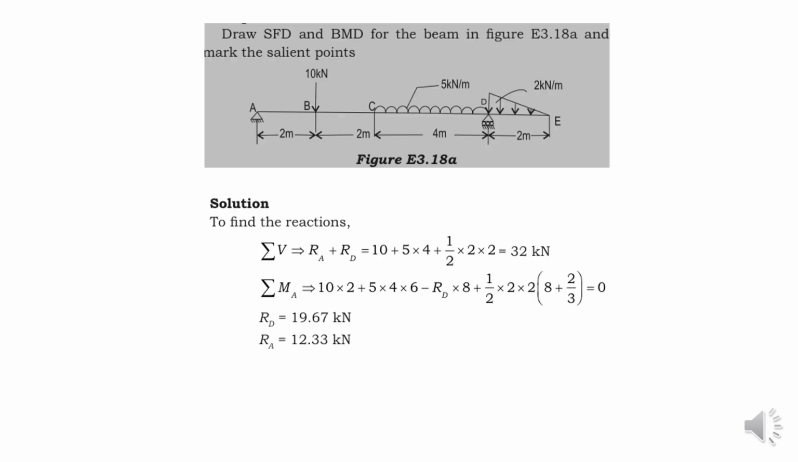Now the second problem. It is an overhanging beam. Draw SFD and BMD for the beam shown in the figure and mark the salient points. So find the reactions using the conditions of equilibrium. You will get RA equal to 12.33 and RD as 19.67.